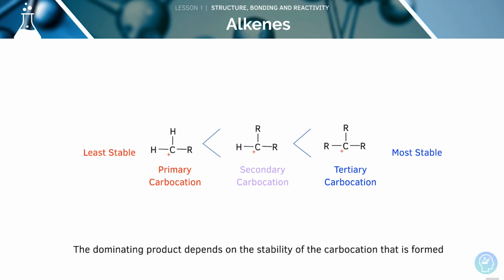During a reaction, a carbocation intermediate will be formed, and it's more stable when it has more alkyl groups, for example, CH3, attached to it. This is because the alkyl groups donate electrons to the positive charge of the carbocation, making it more stable. Here, we can see that the most stable is the tertiary carbocation.